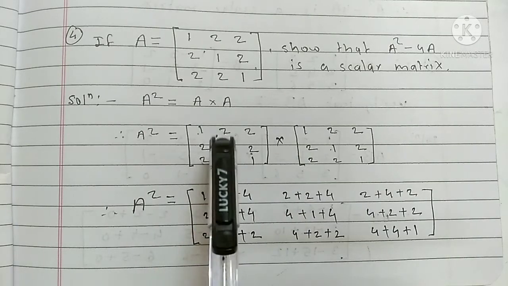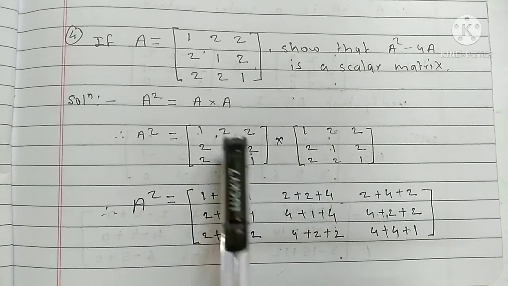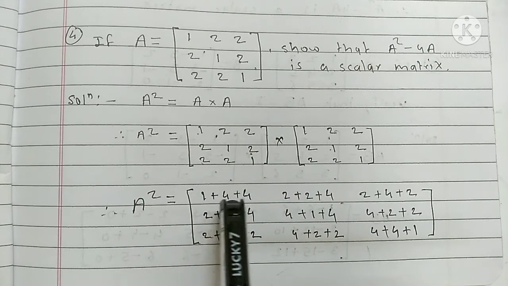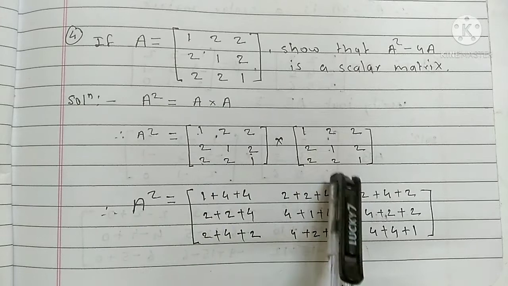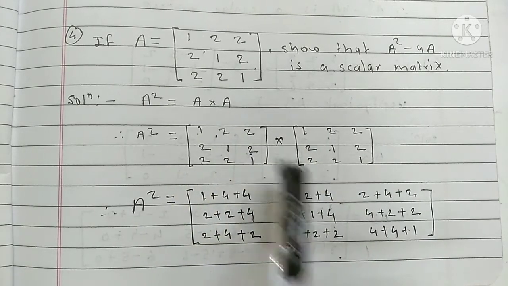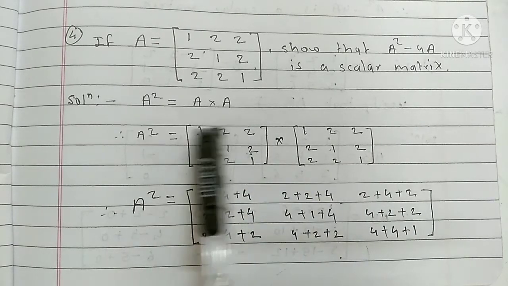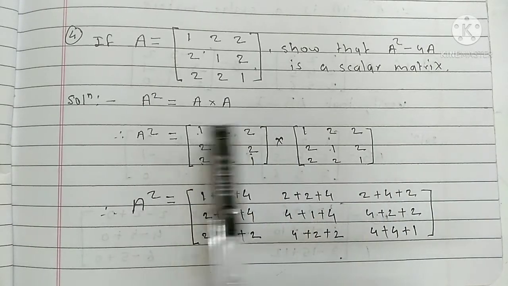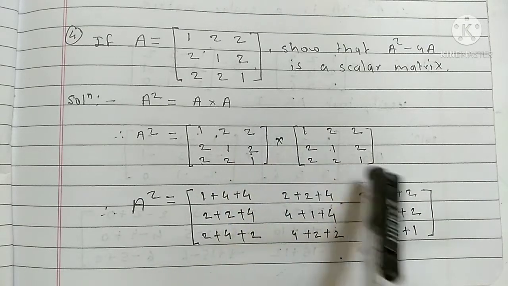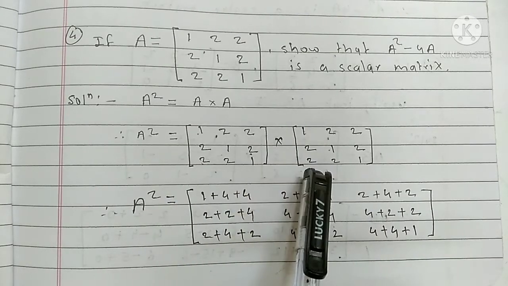So first we will multiply first row, first column. So 1 into 1, 1, 2 into 2, 4, 2 into 2, 4. So 1 plus 4 plus 4. Then first row, second column. 1 into 2, 2, 2 into 1, 2, 2 into 2, 4. So 2 plus 2 plus 4. Then first row, third column. 1 into 2, 2, 2 into 2, 4, 2 into 1, 2. So 2 plus 4 plus 2. Then second row, first column.